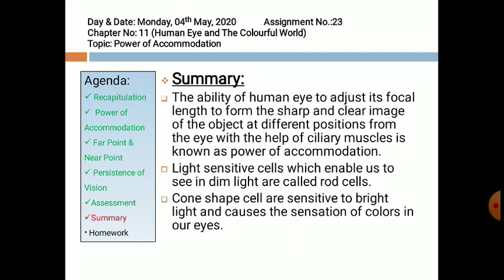Now concluding our topic with the summary. The ability of the human eye to adjust its focal length to form a sharp and clear image of an object at different positions from the eye with the help of ciliary muscles is known as power of accommodation. Light sensitive cells which enable us to see in dim light are called rod cells. Third point, cone shaped cells are sensitive to bright light and cause the sensation of color in our eyes.